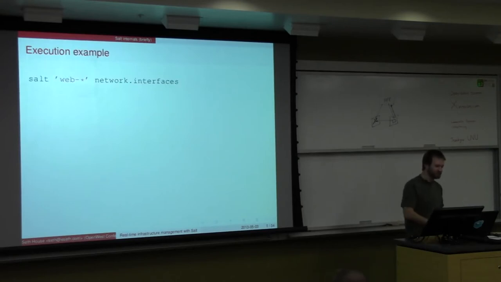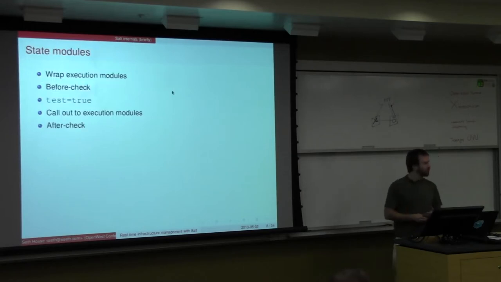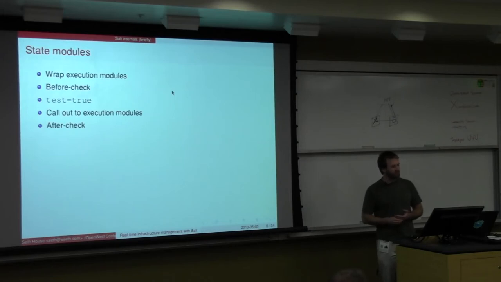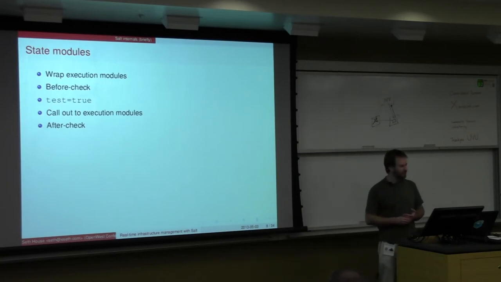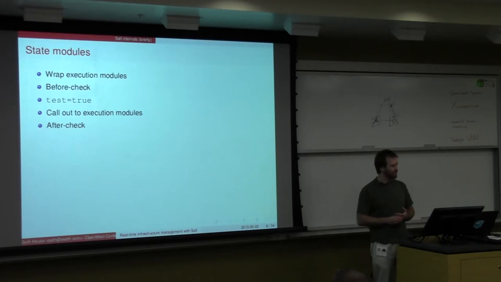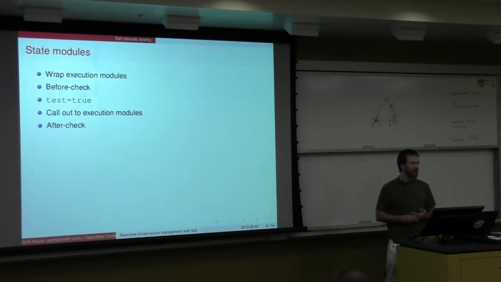So then state modules, here's an example that I imagine you all have seen. So you run the salt command, you specify who you want to run that command on, and network.interfaces. So state modules wrap execution modules. So they do a before check to see if anything needs to be done. If you're running with test equals true, then that's where they stop. They then call out to execution modules to actually do the work.